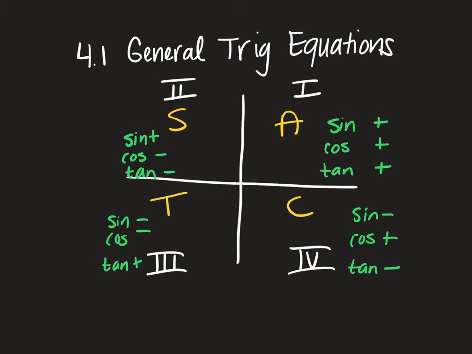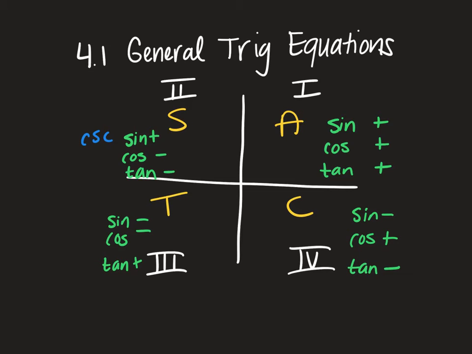Look at page 55. You're going to do 19 to 27. So that is basic. And the other thing is the reciprocals are going to be the same as these. So in quadrant 1, they're all going to be positive still. In quadrant 2, since sine is positive, cosecant would also be positive.